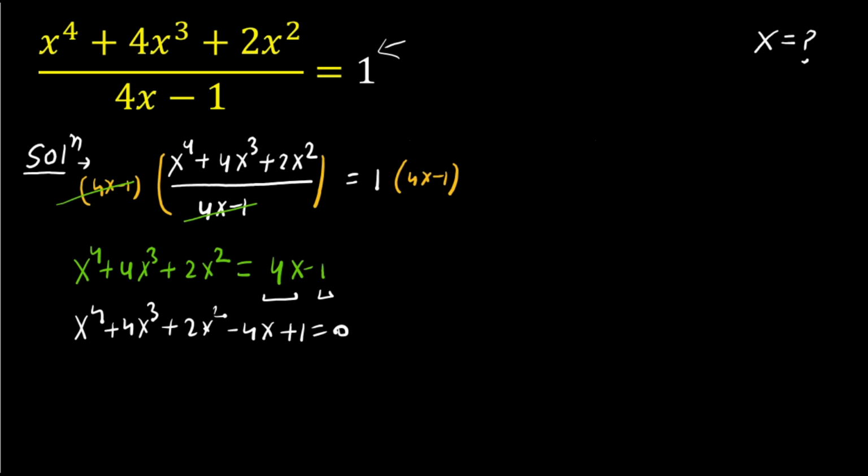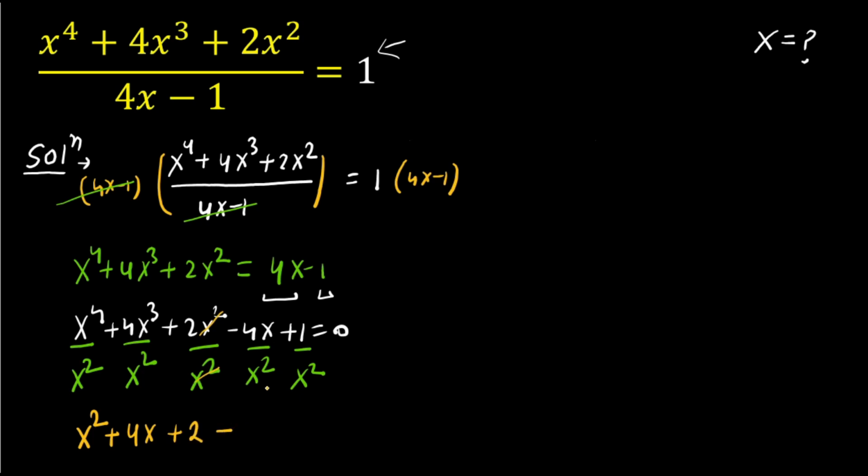If we divide both sides by x², then x⁴ divided by x² gives x², 4x³ divided by x² gives 4x, and the 2 divided by x² is 2, minus 4x divided by x² gives 4 divided by x, and plus 1 over x², and this equals 0.